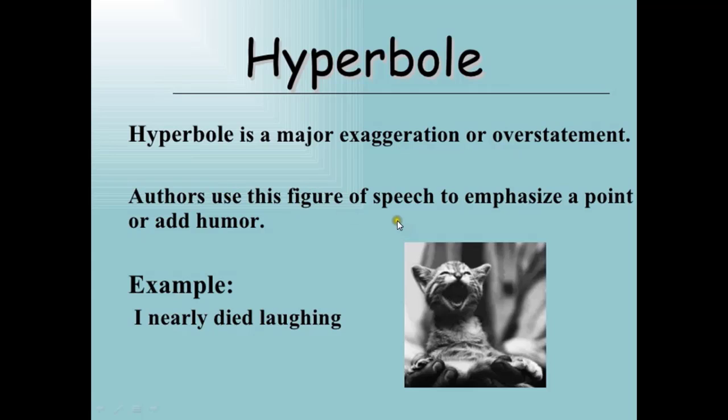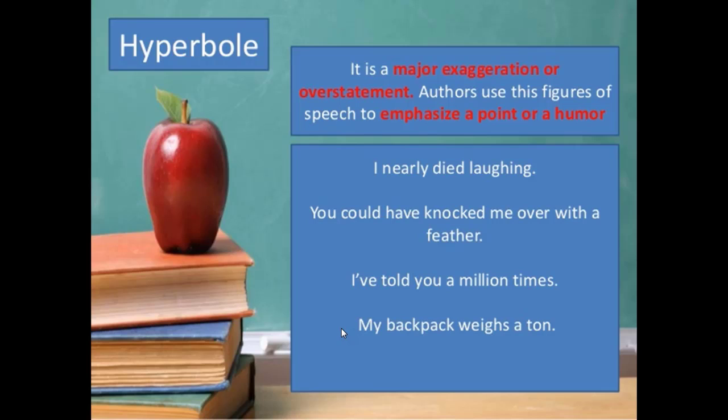The author uses this figure of speech to emphasize a point or add humor. Example: I nearly died laughing. I nearly died laughing means that I laughed so much that I was about to die. It means excessive laughing, so we use hyperbole. Look at this example again. Hyperbole is a major exaggeration, an overstatement. Authors use such phrases to emphasize, again, like I nearly died laughing.